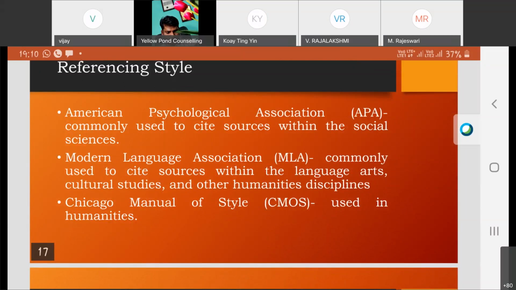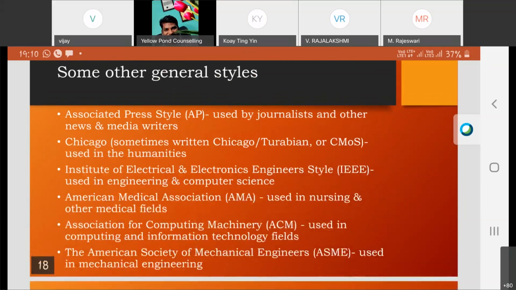So can you please go to the next slide, sir? So we have some other referencing styles also, like Associated Press style. Simply we can call it AP style, which is used by journalists and other news and media writers.